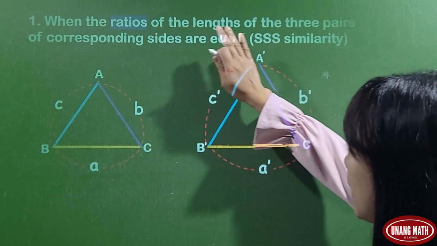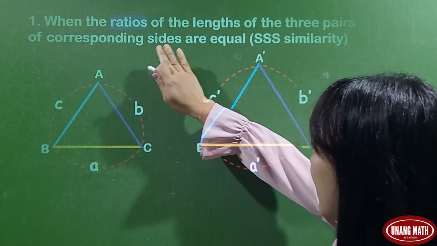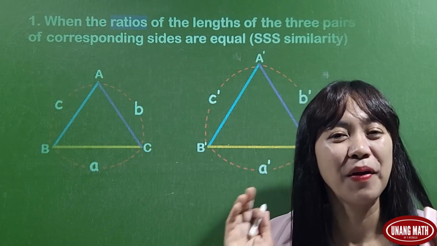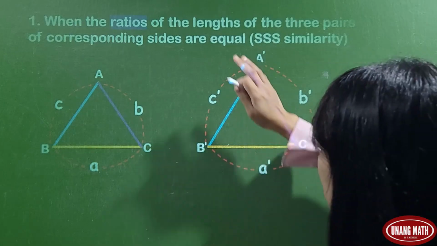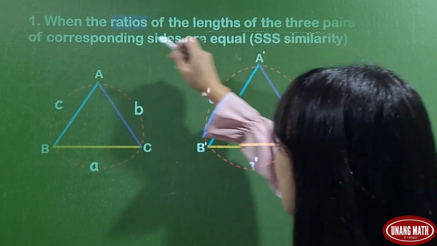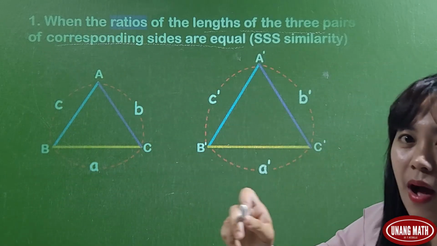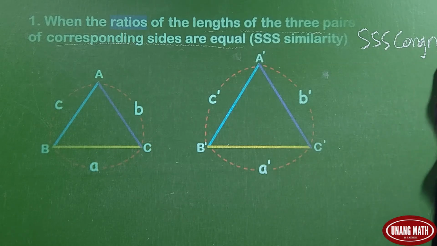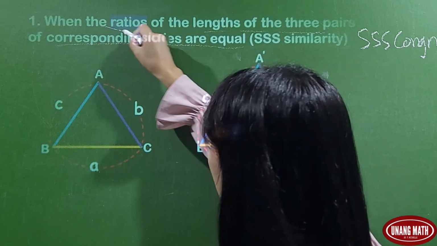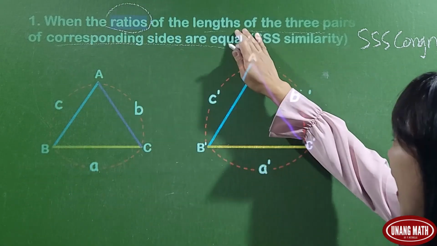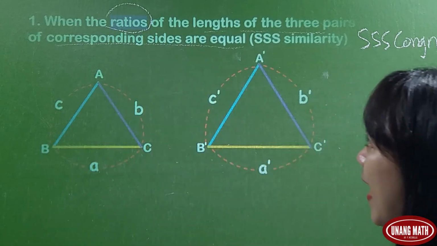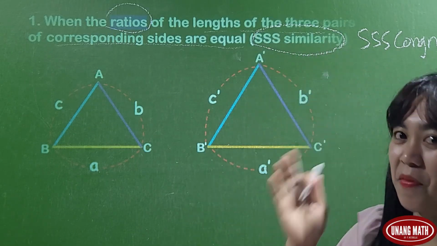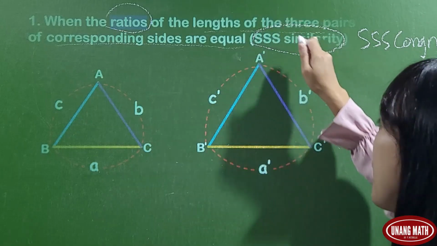When the ratios of the length of the three pairs of corresponding sides are equal, then the two triangles are similar figures. If we are just talking about the length of the three pairs of corresponding sides being equal, then that's SSS congruence. Since we are including the ratios of the length of the three pairs of corresponding sides, which are equal, then that's now SSS similarity. What does this mean?